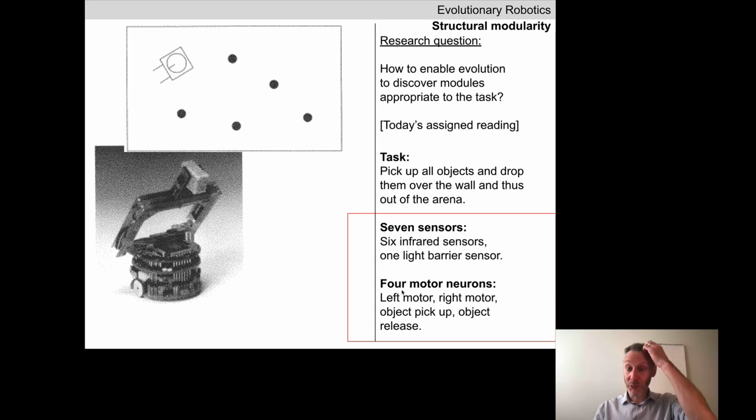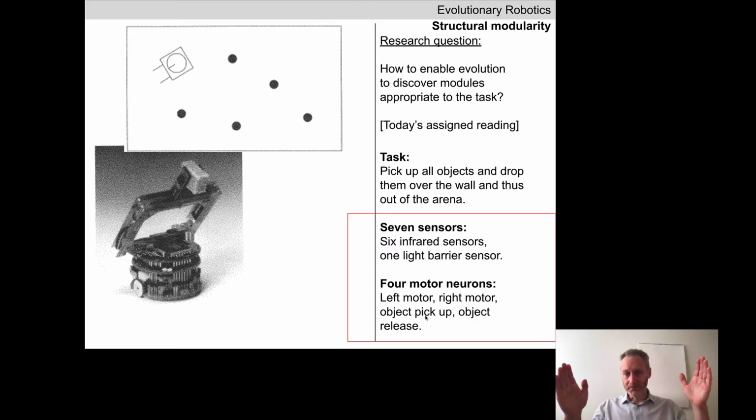The robot has 4 motor neurons, and like we've seen many times before now, one of the motor neurons is going to control the speed of rotation of the left wheel. The other motor neuron controls the speed of the right motor.